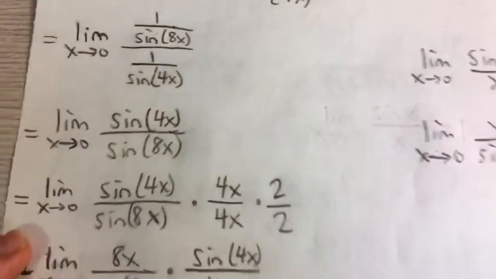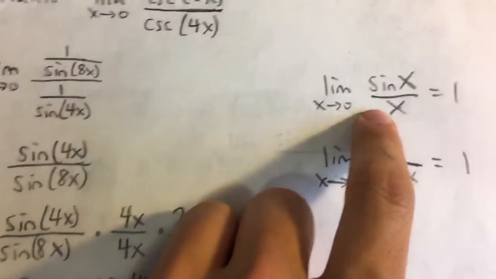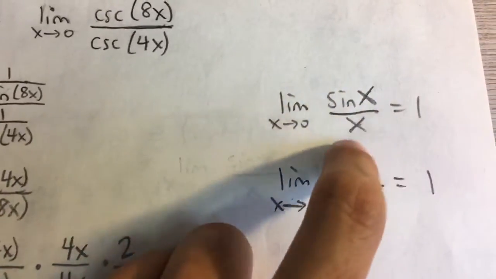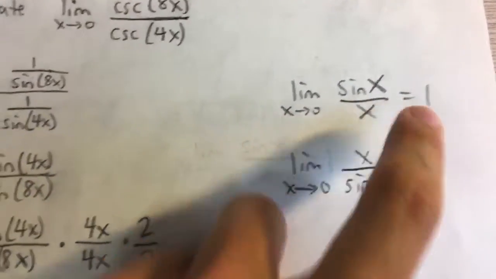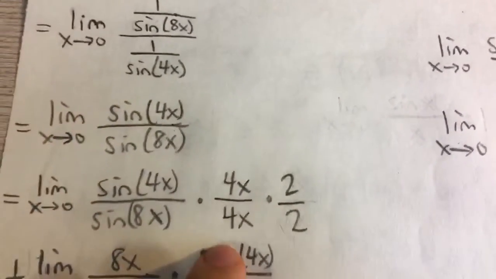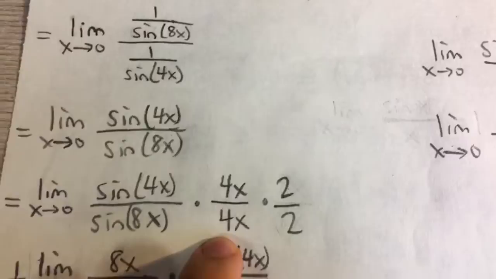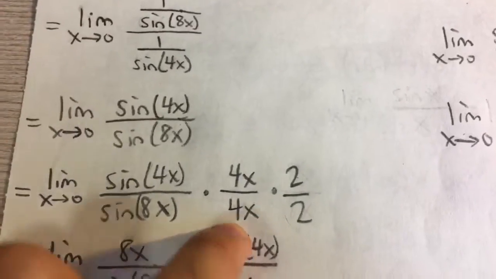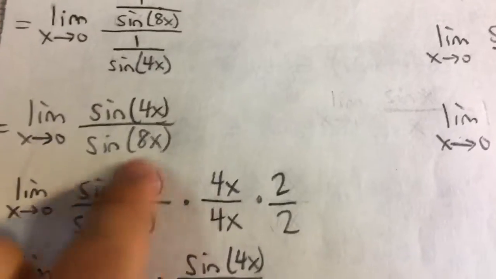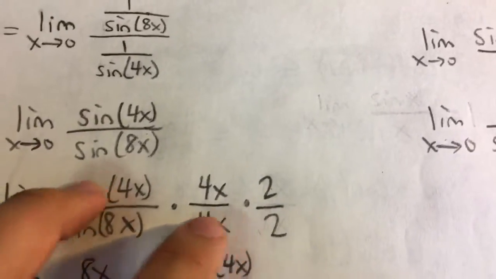And so we can do that to kind of create our sine x over x. Remember, x just represents any angle. As long as that angle is equal to the angle in the denominator, it will be equal to 1. So here, sine 4x, we want a 4x in the denominator. And so we're going to multiply by 4x over 4x. That would give us, again, our sine 4x over 4x, because that limit would be 1.